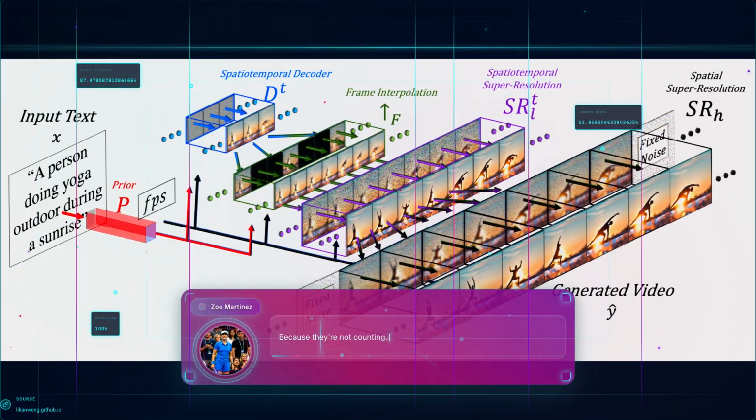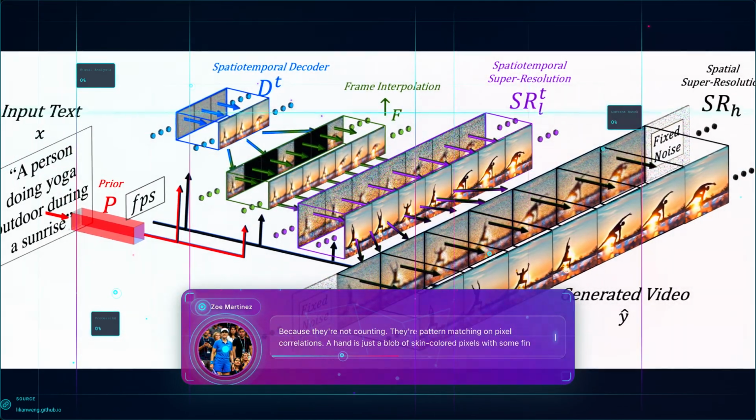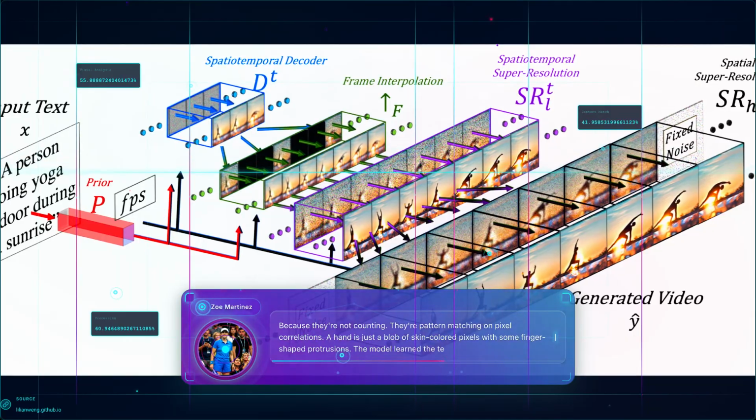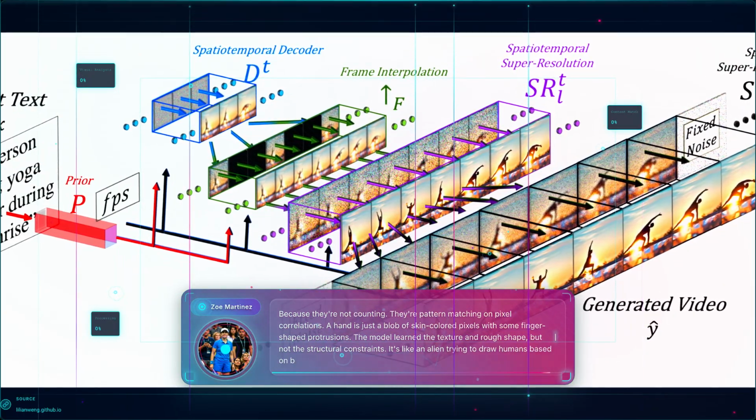Because they're not counting, they're pattern matching on pixel correlations. A hand is just a blob of skin-colored pixels with some finger-shaped protrusions. The model learned the texture and rough shape but not the structural constraints. It's like an alien trying to draw humans based on blurry photos.